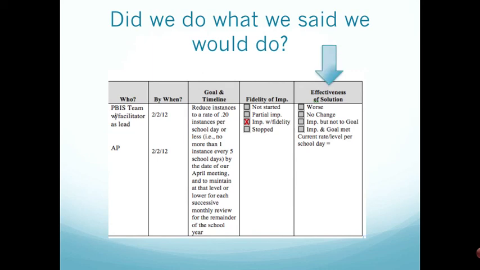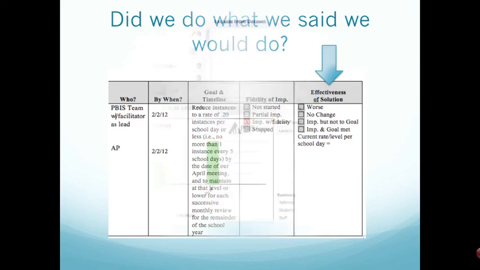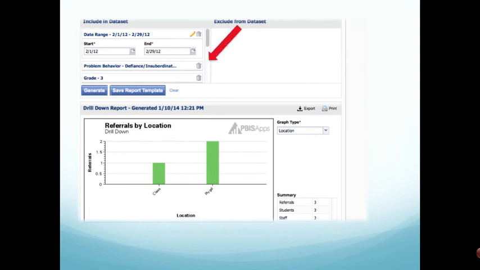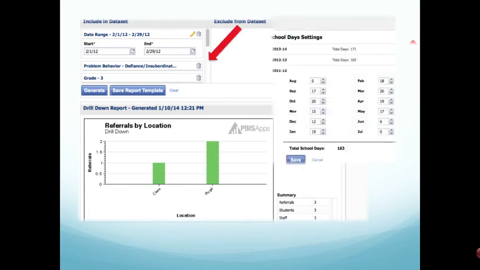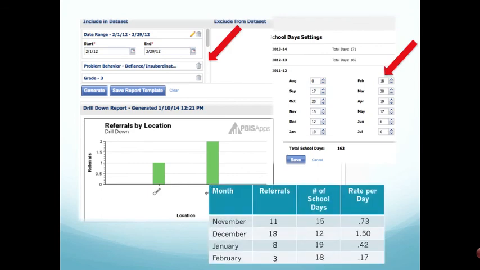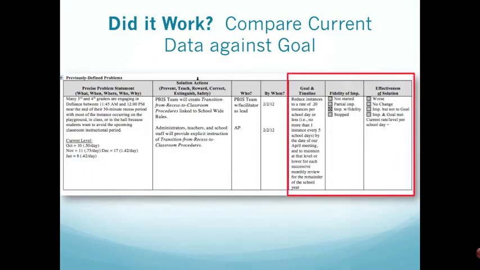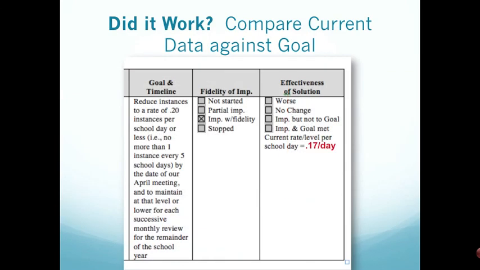The next thing we have to consider now is whether or not we impacted change. We're going to review our data. First of all, we have to get current data. We look at our month cycle, we pull up the number of referrals, we get the number of school days, so we can obtain the rate per day. That now gets entered into our form at the current rate level per school day. So now we're at 0.17 per day. We look over at our goal, and our goal had been to be at rate of 0.20 instances per school day. When we compare these two, we can mark that we have met the goal.